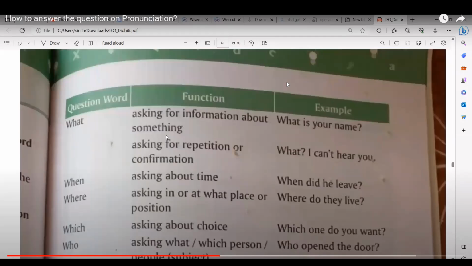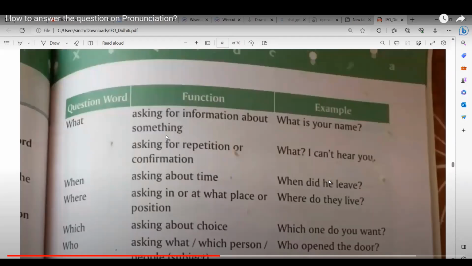Now, Abhishekta, give me an example with which. Which color do you like most? Very good. Excellent, Abhishekta. Okay. Now, Rajdeep, an example with which, beta? Which one do you eat? Very good. Shapto, can you give an example with which? Yes, ma'am. Which is your favorite game? Very good.